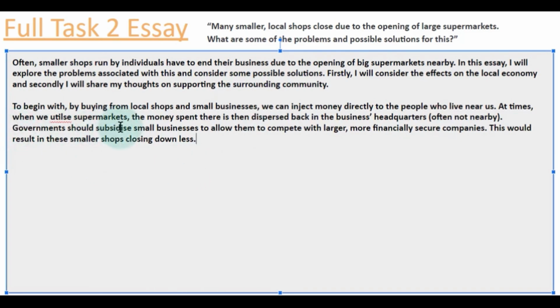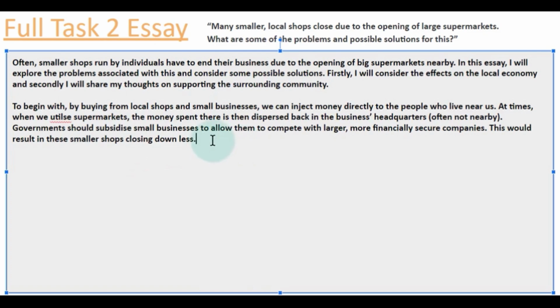Governments should subsidize small businesses to allow them to compete with larger, more financially secure companies. So basically, local governments, national governments should pay small companies money to stay open. And then this would result in smaller shops closing down less. So this is my result sentence here at the end.